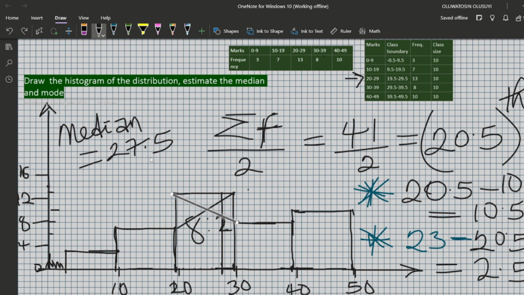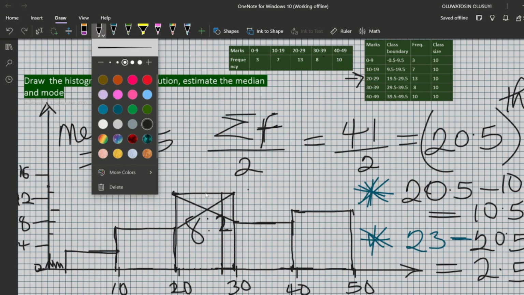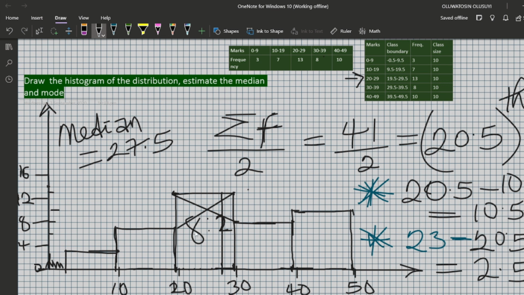It's not straight that time. Okay, good. I think it's okay. So I have this now. Back to the mode. Why did I pick this bar? This bar has the highest frequency. Obviously, our median class is also our modal class. It's the one with the highest frequency. So this bar is the one we deal with.